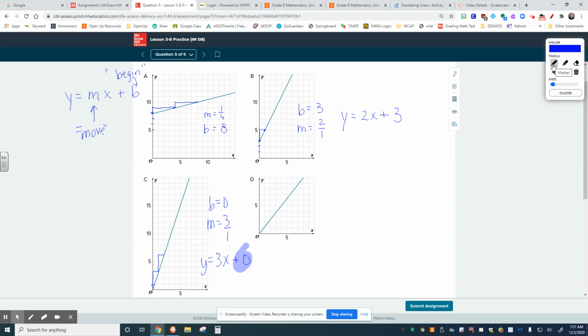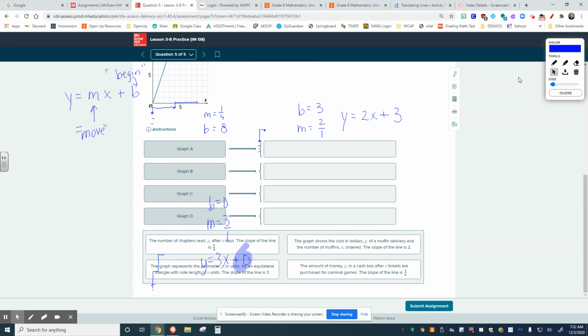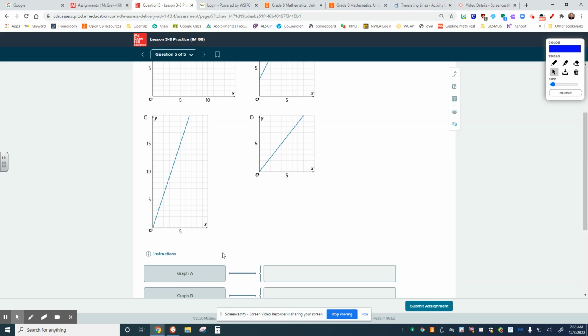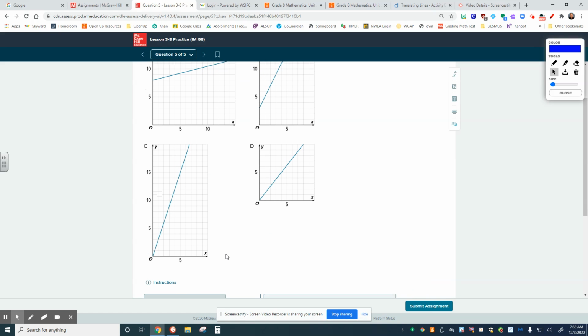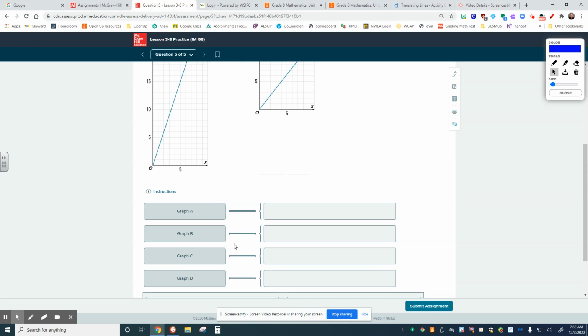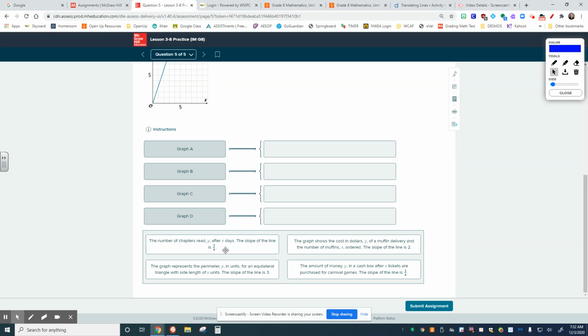So the final graph right here, I want to leave this one to you to figure out on your own. But what we do with these pieces now is we need to recognize where they fit. We know what the slopes are. We know what the y-intercepts are. And so what we can do is go down here with the situations. Graph B, the number of chapters read y after x days, the slope of the line is 5/4. Well, that means we're going to have to rise 5 and run 4. So which of these up here, D, C, B, or A, has a slope of 5/4? Well, if memory serves me right, we didn't talk about a slope of 5/4, so that might be the same as the graph we didn't talk about.